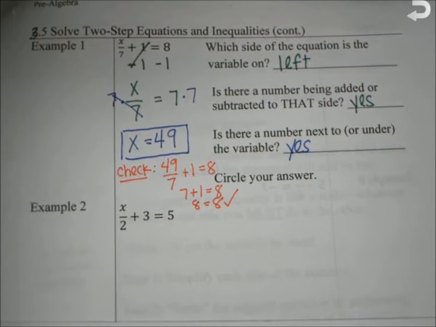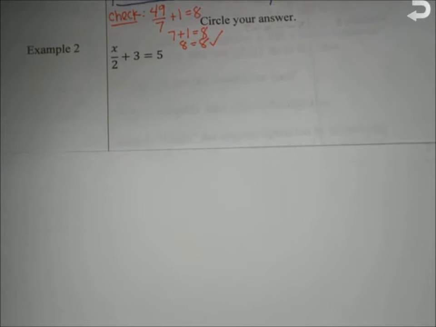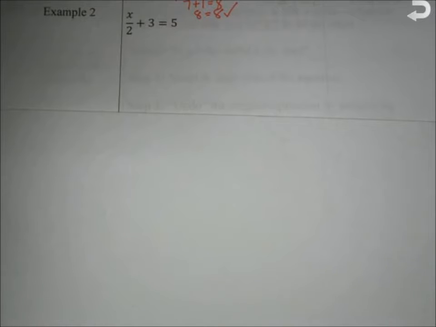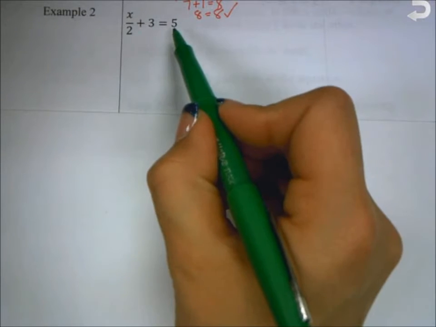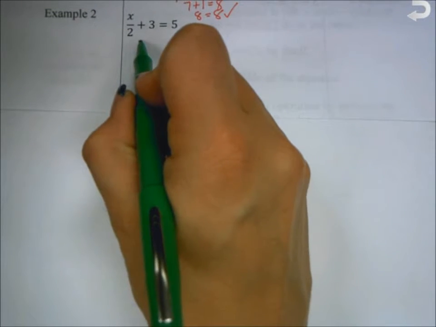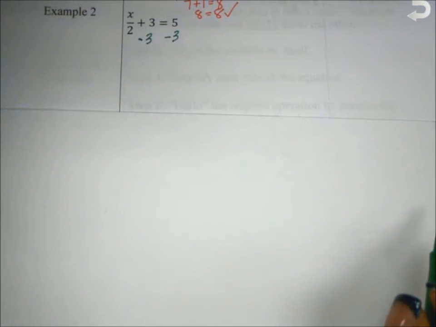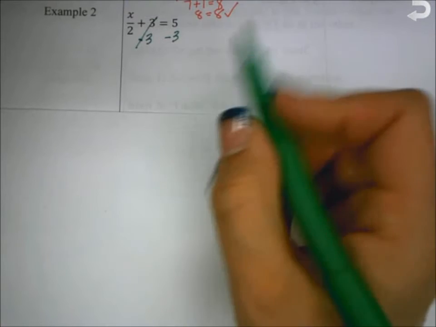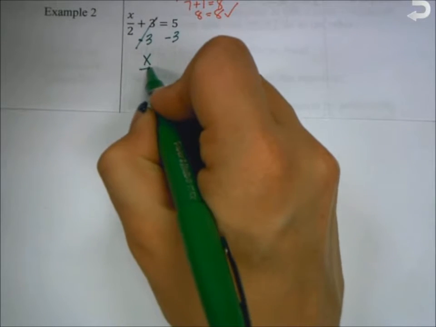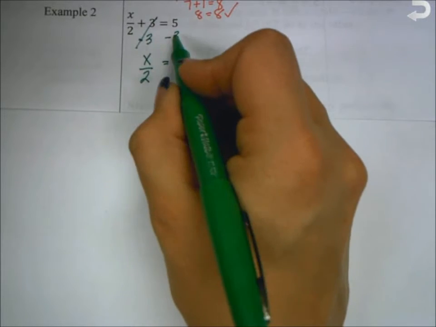Okay, so example 2. X divided by 2 plus 3 equals 5. Okay, so exact same steps as what we've been doing before. First thing I need to do is get rid of that plus 3. So I'm going to subtract 3 from both sides, because positive 3 minus 3 gives me 0, so they cancel. So on the left-hand side, I am left with X divided by 2 equals 5 minus 3, which is 2.